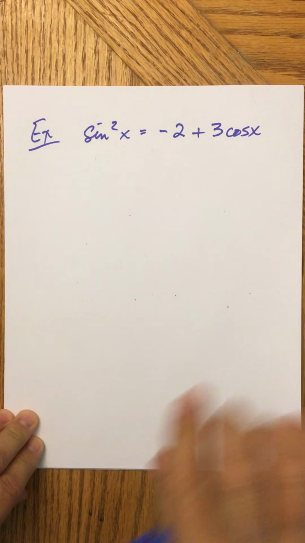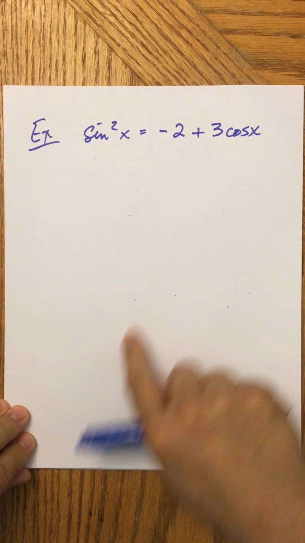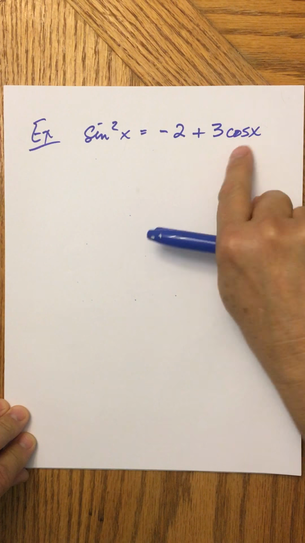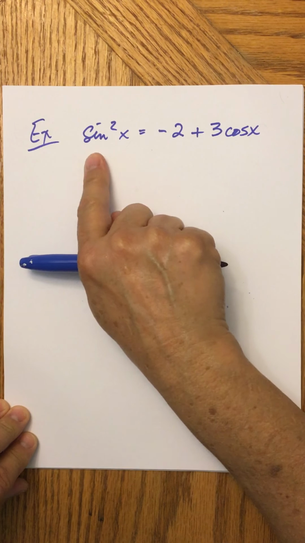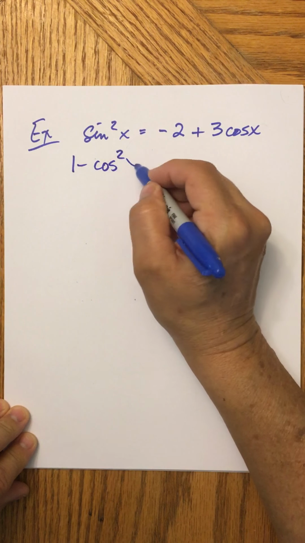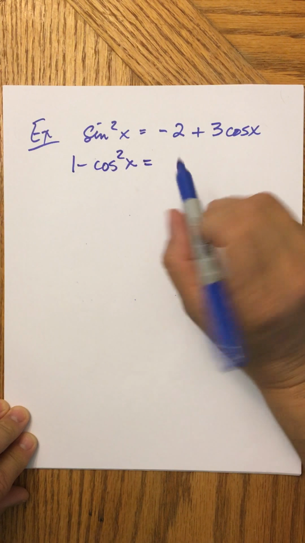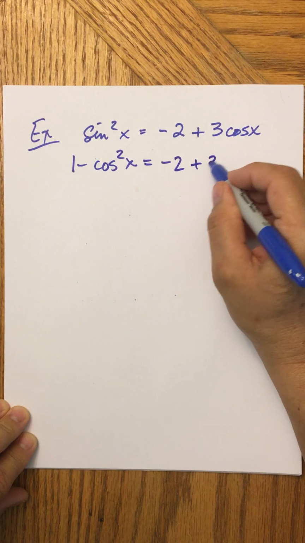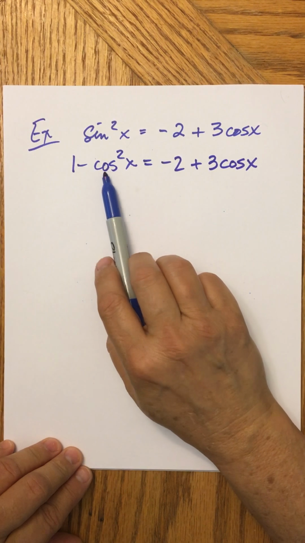Now, we'll have to use an identity first before we can even recognize that we're going to need the quadratic formula. So we have two different functions, cosine x and sine x, and the sine is squared. We know from the identities that sine squared is the same thing as 1 minus cosine squared. So we're going to substitute 1 minus cosine squared in the place of sine squared, and just rewrite everything else. Now, what I notice is I have all one function now.